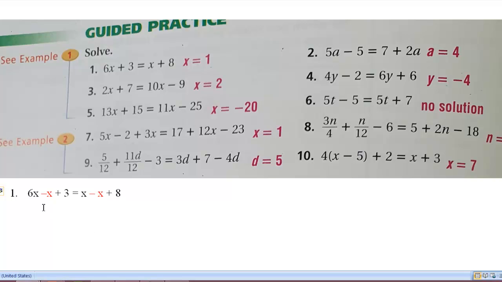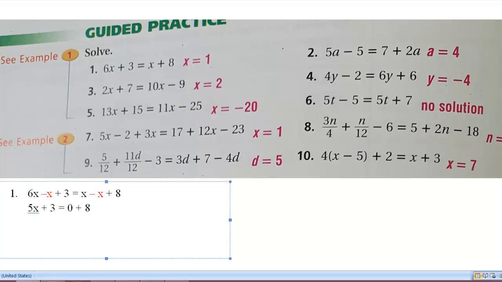Plus 8. Now let's combine the terms 6x and negative x. Here it will be 5x. Then we have positive 3, it's the same, equals x minus x, which means 0. So it will be 0 plus 8. So 5x plus 3 equals 0 plus 8, and 0 plus 8 means 8.